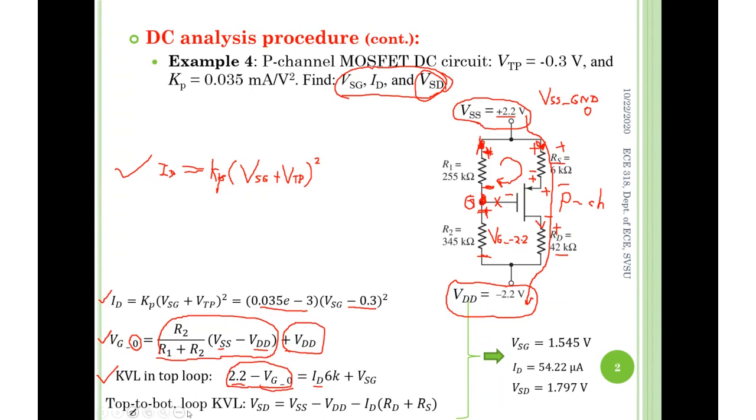And the last, top to bottom path KVL, is obviously the positive 2.2 minus negative 2.2, just equals the voltage drops through RS, RD, and the VSD. So these are the equations. Any questions?